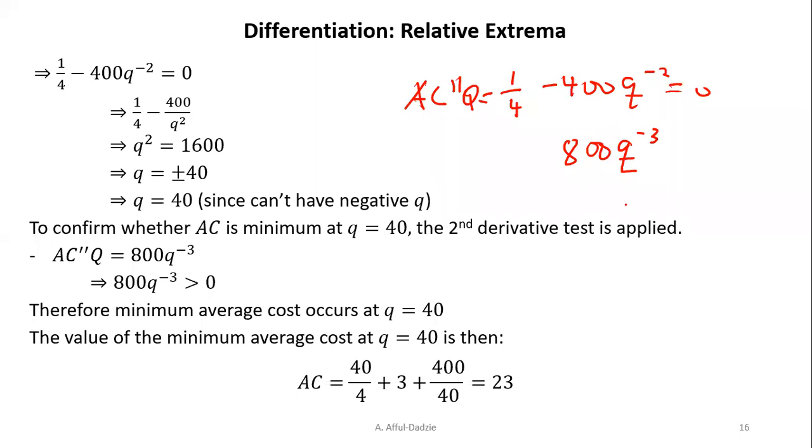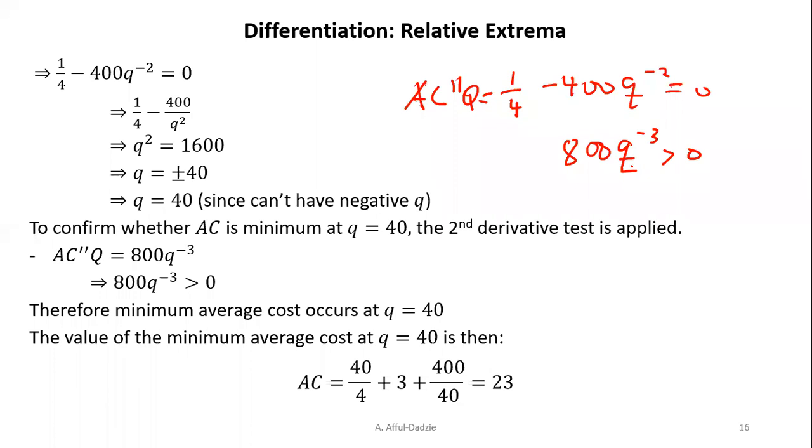And if you have this, this value here is greater than 0. And so at this point, once it is greater than 0, we can be sure that this is a minimum point. And so at quantity 40, we would make the lowest possible average cost.